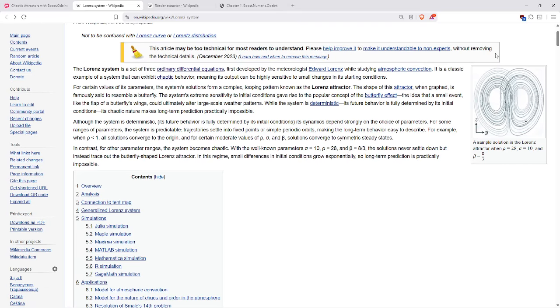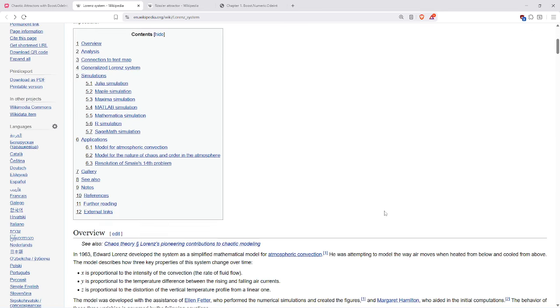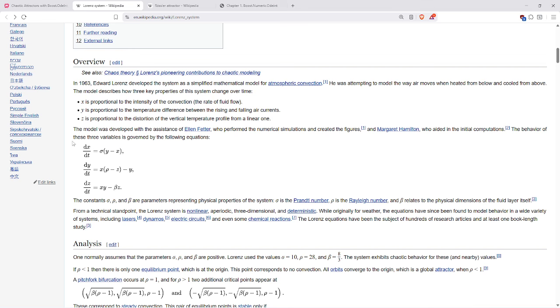Here's one motivating example of a chaotic dynamical system. This is the Lorenz attractor, and if we scroll down on this page in Wikipedia, we see here are the differential equations for the x variable, the y variable, and the z variable. In this case, the equations are formulated in terms of each other. They happen to be independent of t, but that's okay.